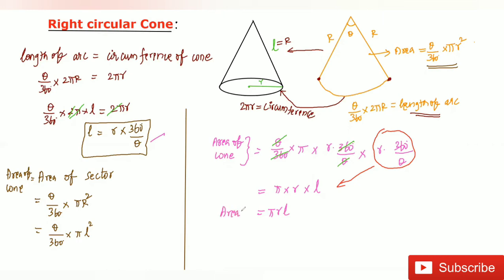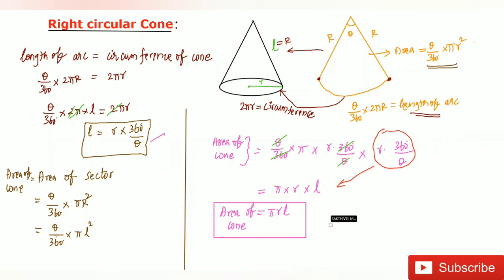That's it. This is our required answer for area of a cone. So area of a cone or CSA of cone, both are same only. So we got it. Right, children. So please make a note if you need it. Now we'll go for next.